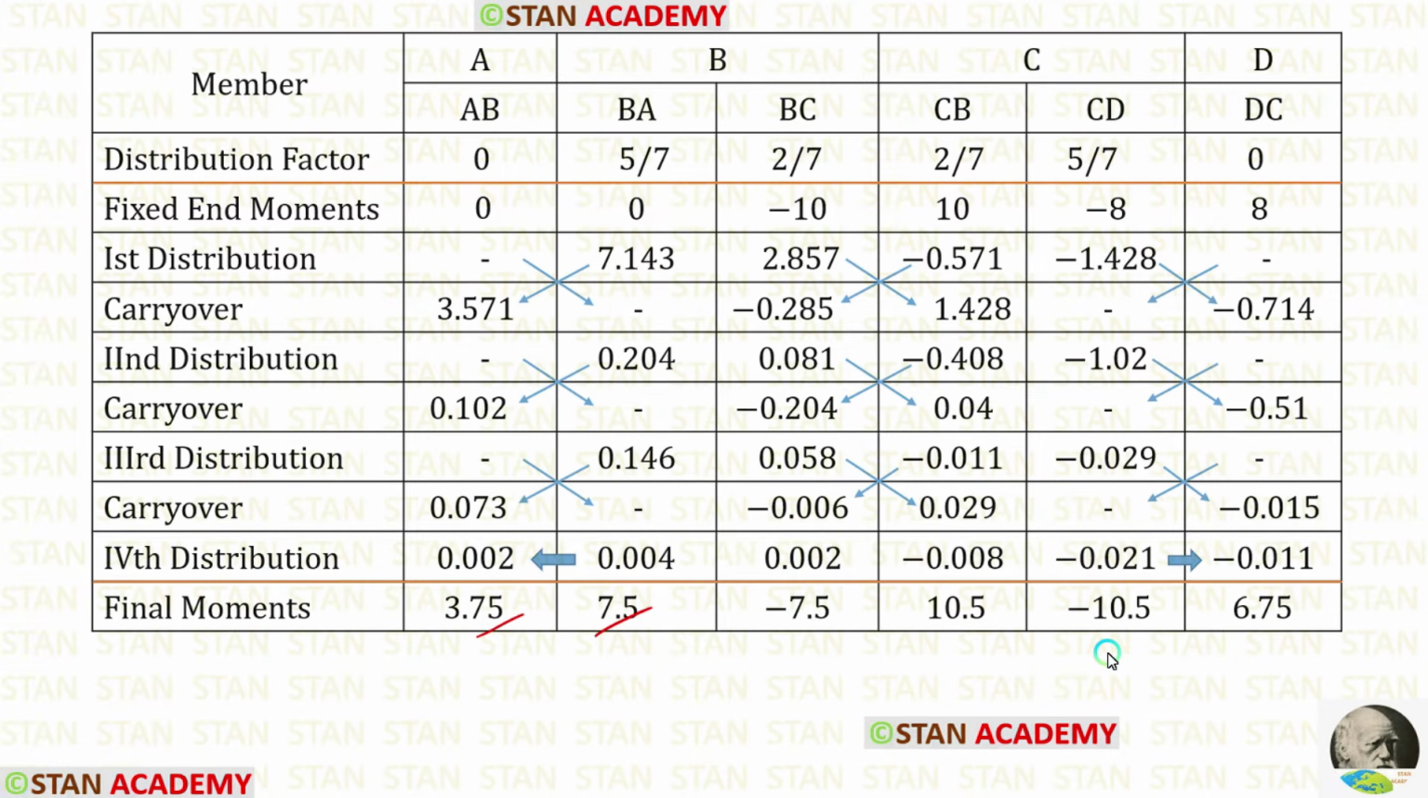Now we are going to find the horizontal reaction in the point D. For that, we have to use the moments in CD and DC. For the moment in CD, we have got a negative value. That means it is acting in the anti-clockwise direction. And for DC, we have got a positive value. That means it is acting in the clockwise direction.